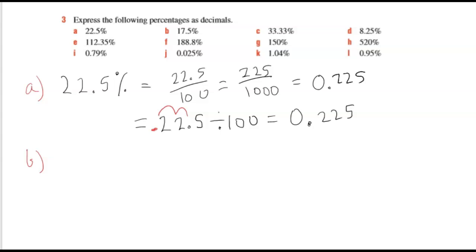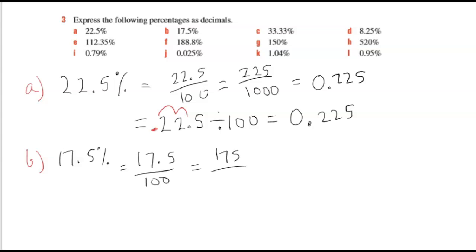So let's do another one. Let's do 17.5%. Okay, so 17.5 over 100. Now, I don't really have a preference.